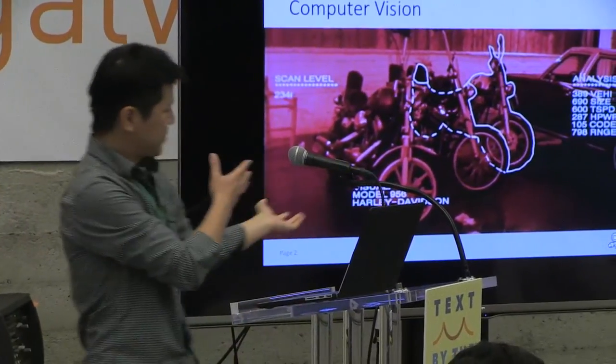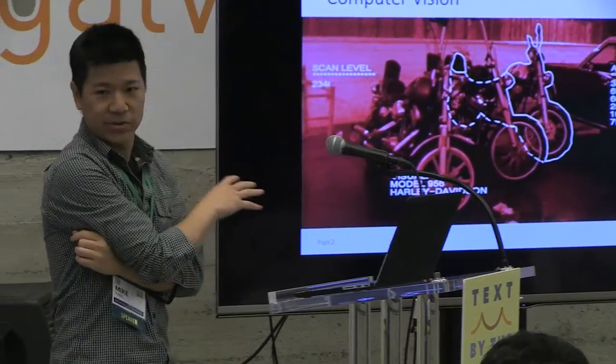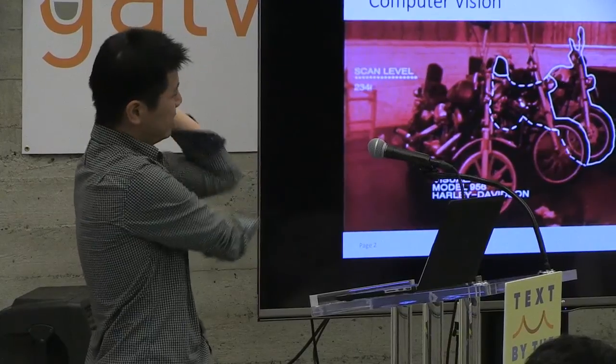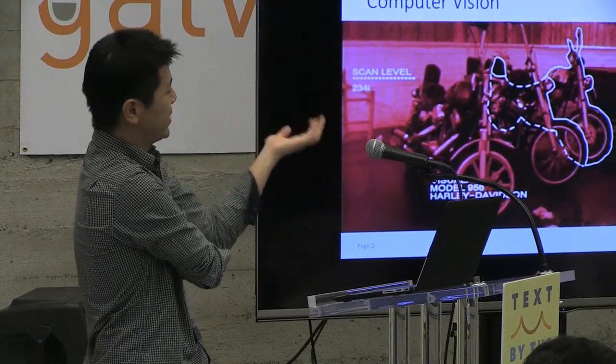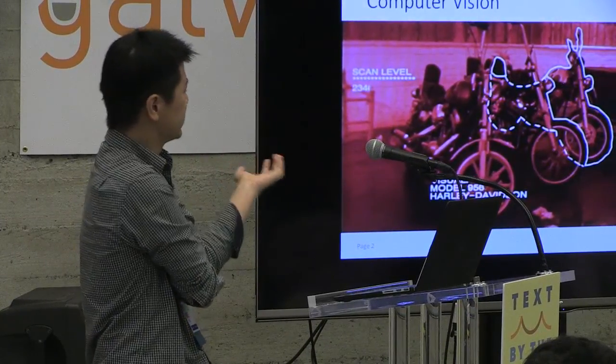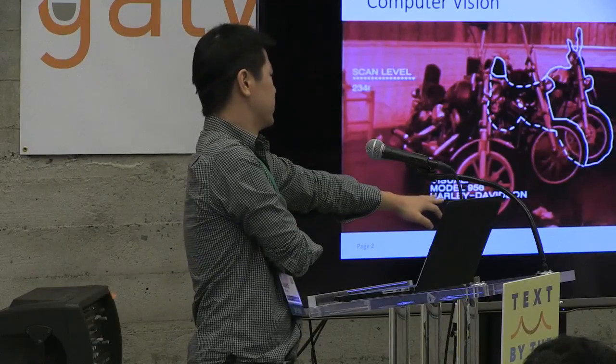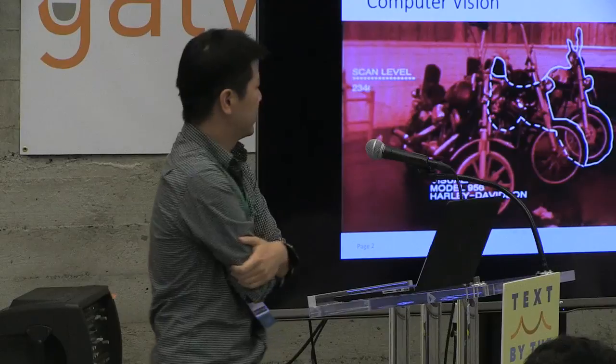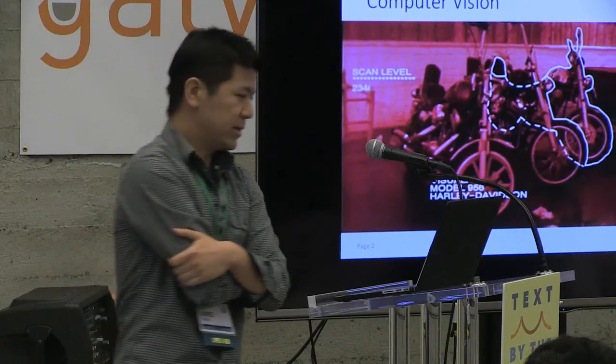This is the problem we refer to as object detection in computer vision. Given a scene, how do you identify the objects in the scene and give them labels? In this case, the label, what we call the Y, is Harley-Davidson model 956.